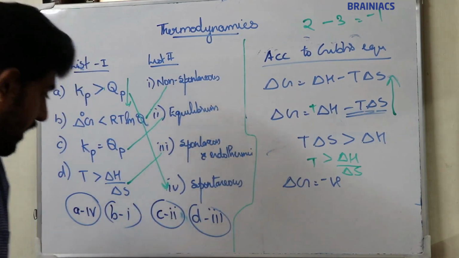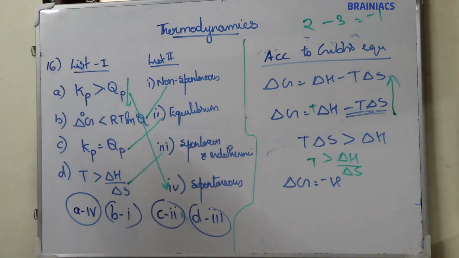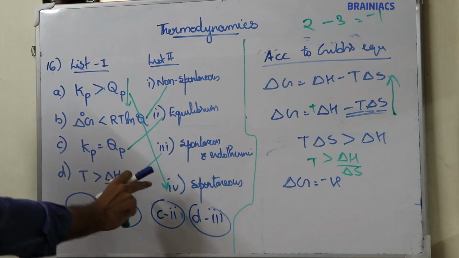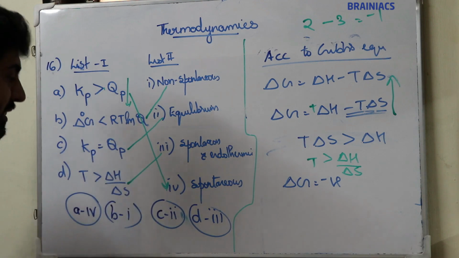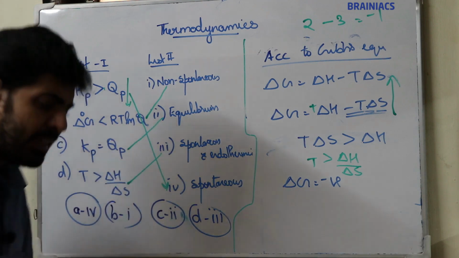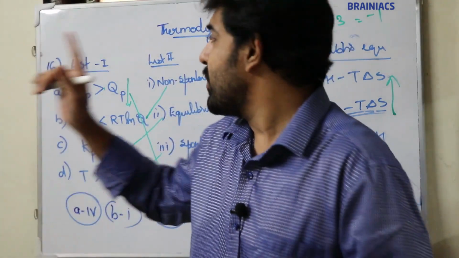So the answer is option A4, B1, C2, D3. Answer option C, or answer option 3. 3 is the right answer. I think it's clear. Moving on to question number 70.